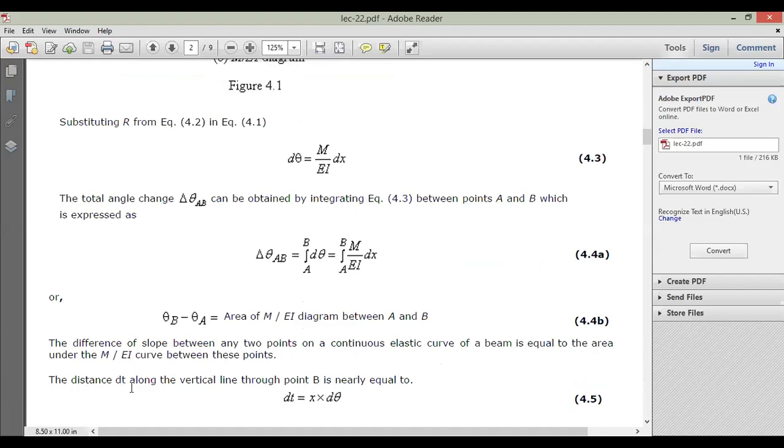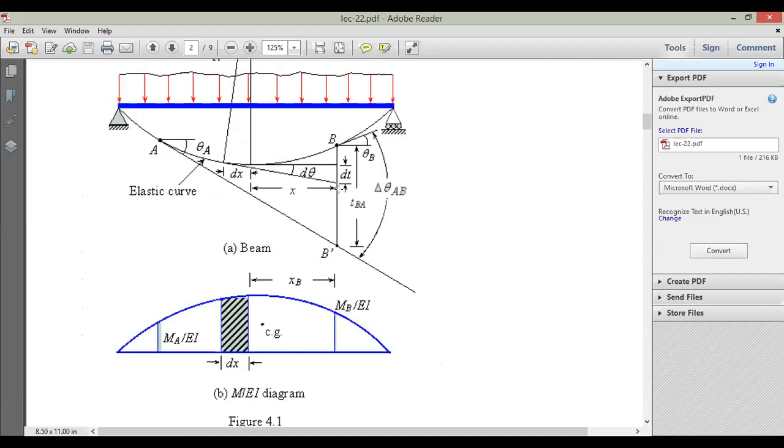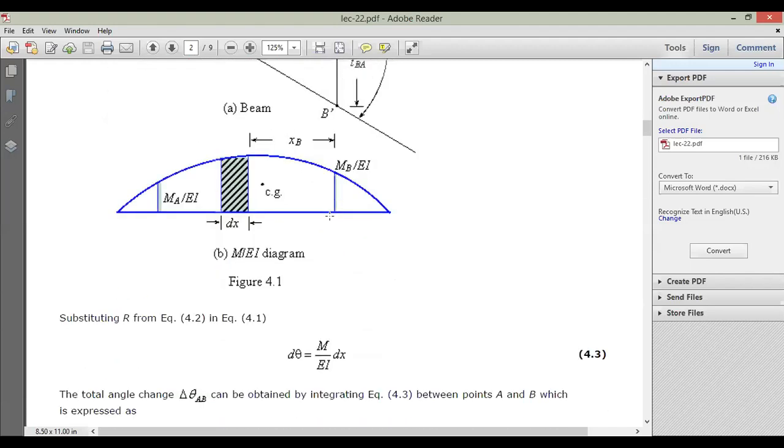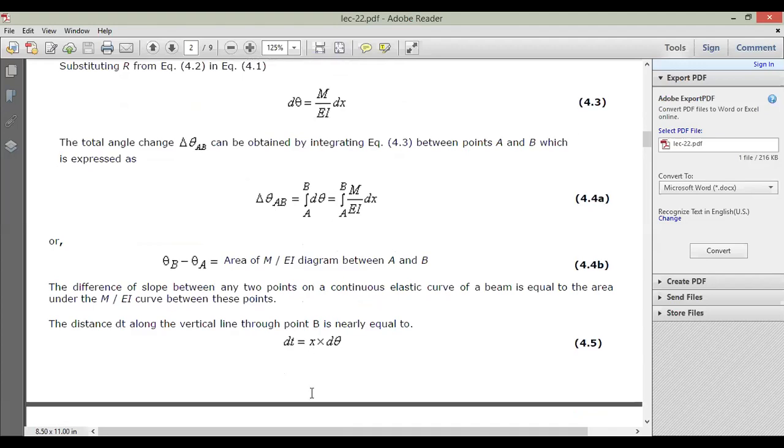Now, the distance dt along the vertical line through point B is nearly equal to x into d theta. So now we have dt equals x into d theta. Since angle equals arc upon radius, d theta can be calculated using the hypotenuse, the square root of dt square plus dx square. But since d theta and dt are very small, they can be directly added.